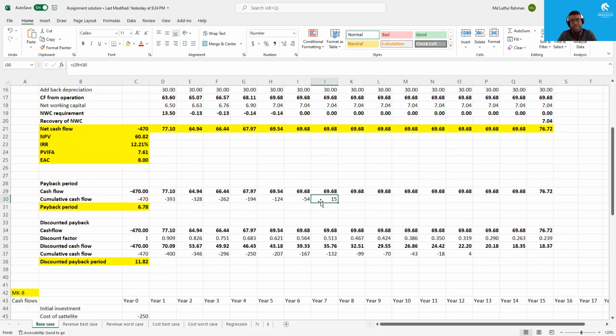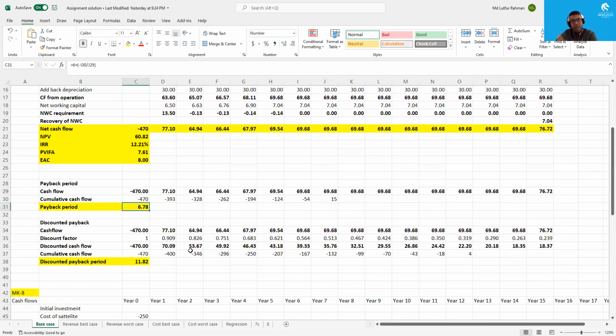Here, what some of you did is, for example, in year 7, the cash flow turns positive, so you wrote that 7 is the payback period. But what I wanted is the exact fractional year, because you can see that your year 7 cash flow is 69.68. And the unrecovered cash flow before the recovery was 54, which means that the entire year 7 is not required. That's why you should use this formula. 6, which is the year before full recovery, then the unrecovered cash flow divided by the total cash flow in the full recovery year. So payback period is 6.78.